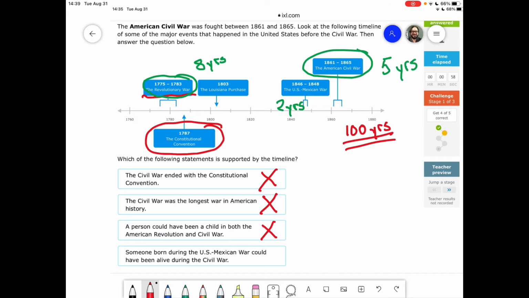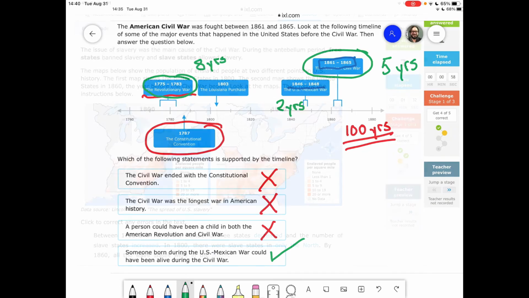Someone born during the U.S.-Mexican War could have been alive during the Civil War. Process of elimination tells us that yes, that is true, but let's look at the timeline. The U.S.-Mexican War took place between 1846 and 1848. So if somebody was born during that time frame, it is likely that that person could still be alive between 1861 and 1865. So, our last statement is supported by the details presented in the timeline.